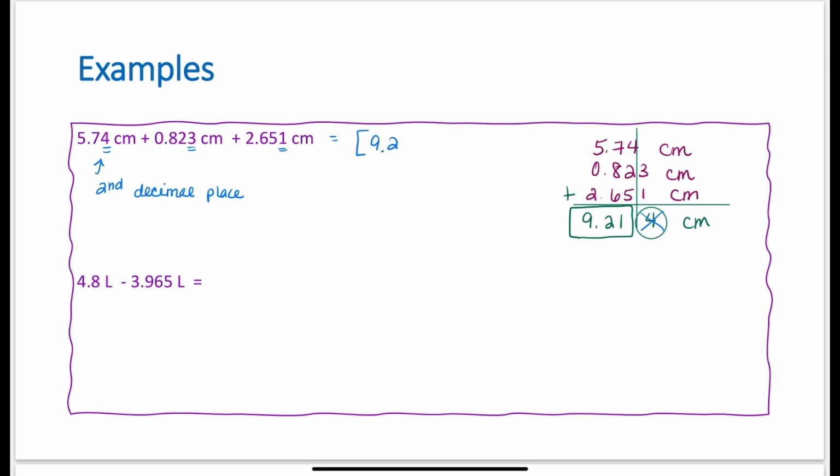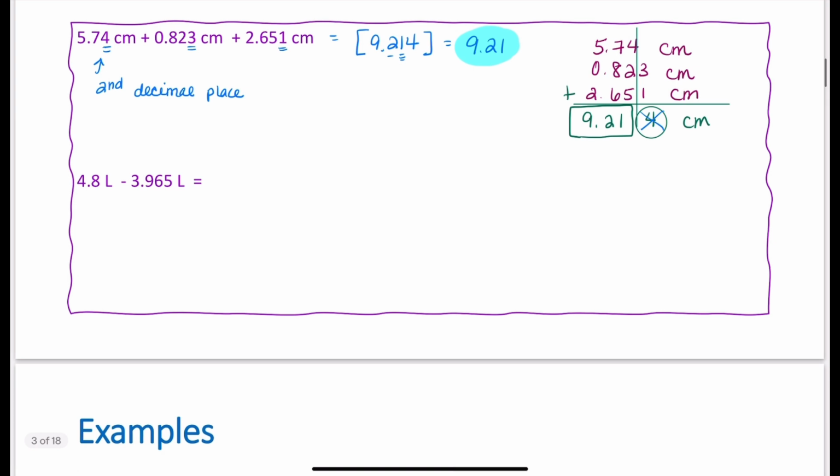9.214, second decimal place. I'm going to round that to 9.21. What about the next example? I have 4.8 liters plus 3.965 liters. Again, you are welcome to line up your numbers. I know most students do better with that. That is perfectly fine. 4.8 liters and 3.965 liters.